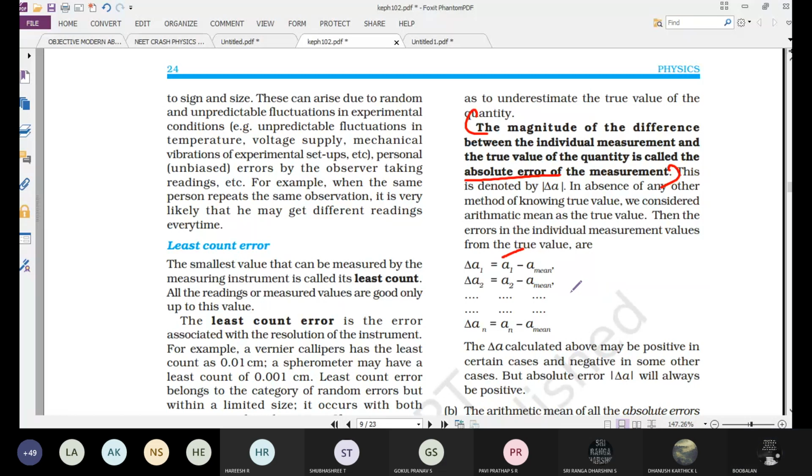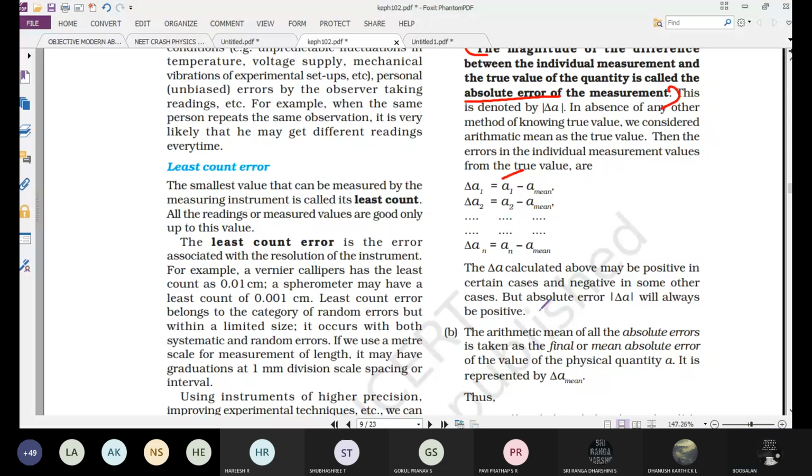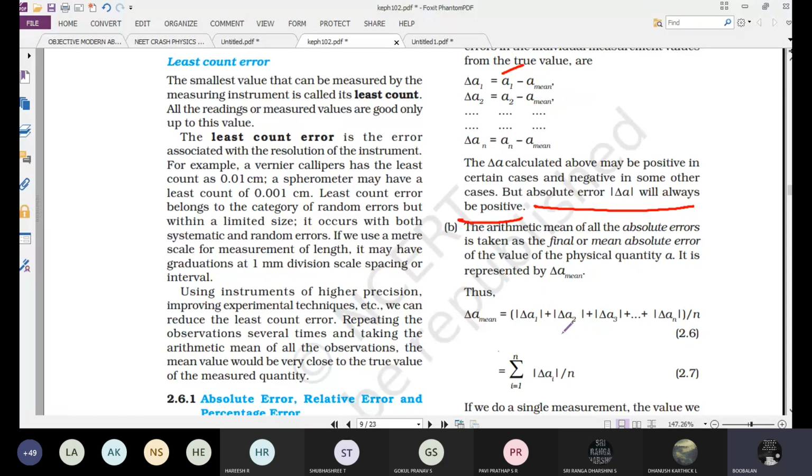In absolute error, we are taking the modulus of the difference, so it will always be positive. This is the mean absolute error. The mean absolute error formula: del A mean is equal to modulus of del A1 plus modulus of del A2 plus modulus of del A3 plus and so on up to del AN, divided by N.